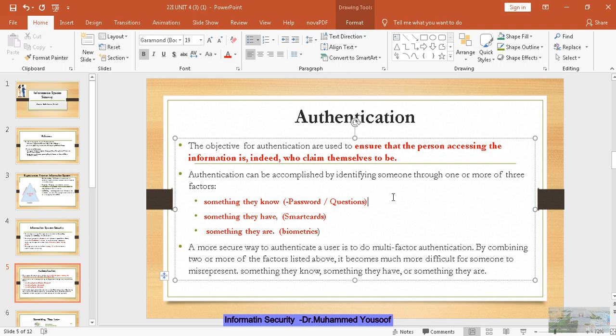The next one is something they have. What is something they have? It is actually nothing but some smart card. They have some smart cards. What are the smart cards that they have? Our bank card, the bank credit card and the debit card, are called smart cards. Why are they called smart cards? Because you can see in the card there's a gold yellow color chip. So all the details about you are stored in that chip. So that's why it's called a smart card.